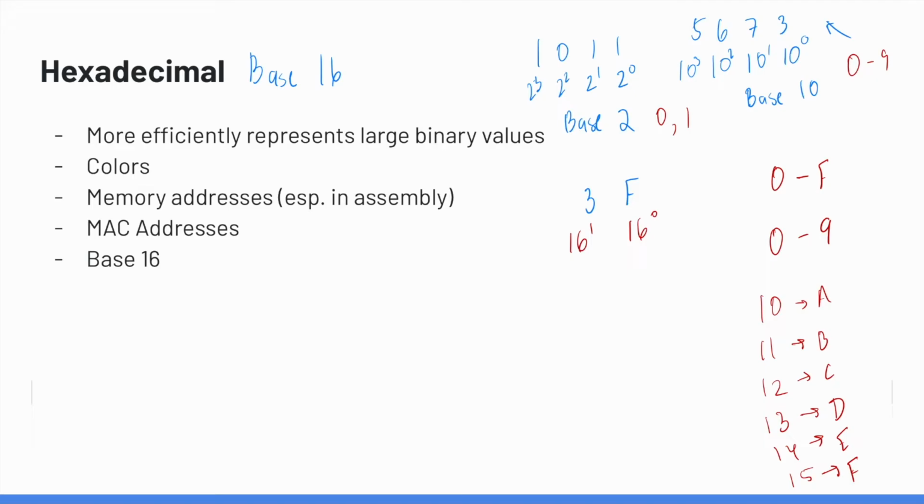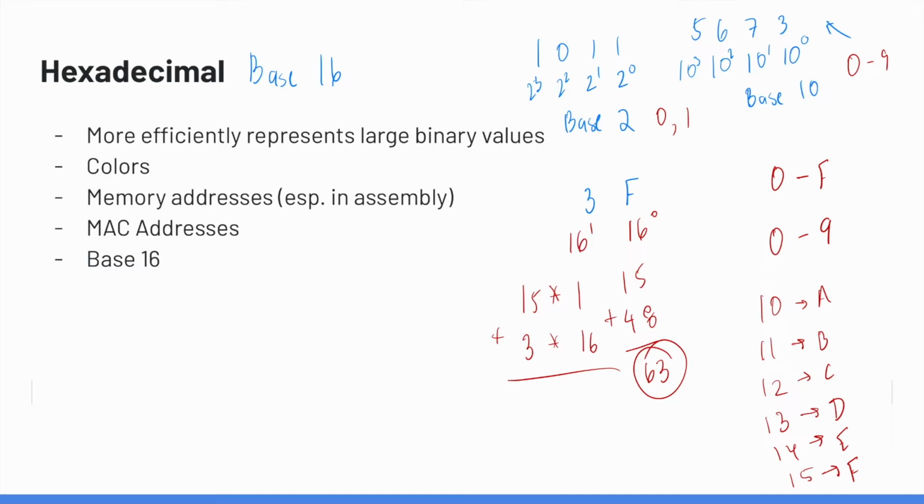So if you have the value 3F, then we know 16 to the power of 0 is 1. So we're going to have 15 times 1. And we know that 3 is just going to be 3, so we're going to have 3 times 16. Then we would add those values up to get our denary equivalent, right? So 3F would be equal to 15 plus 48, which is going to be 63. That's our equivalent value for 3F.